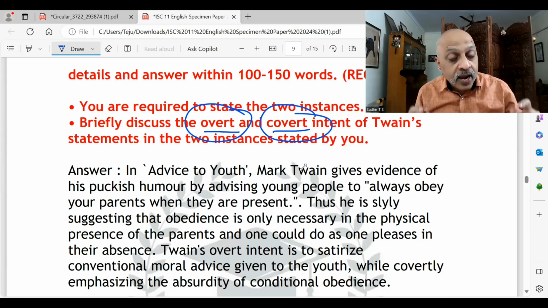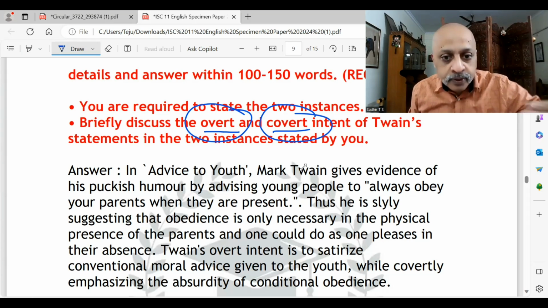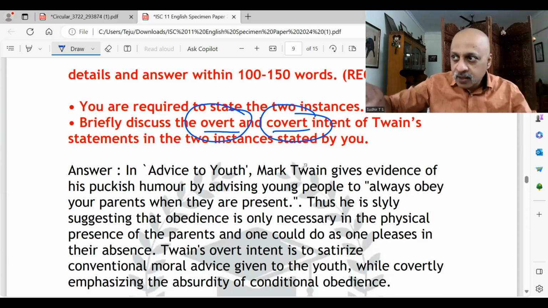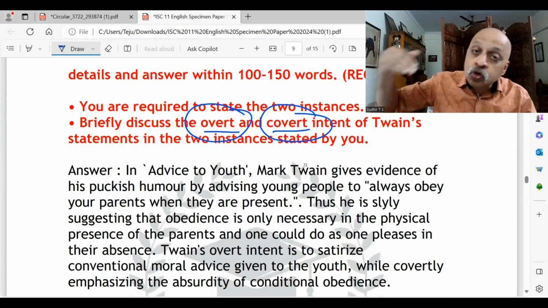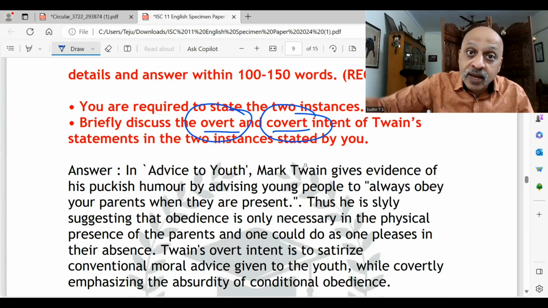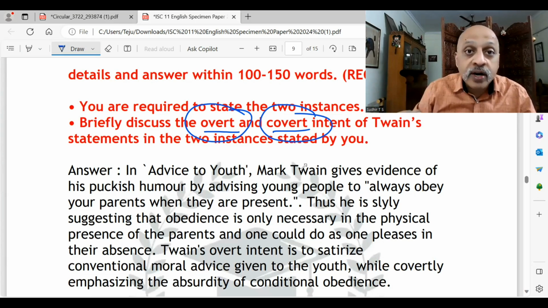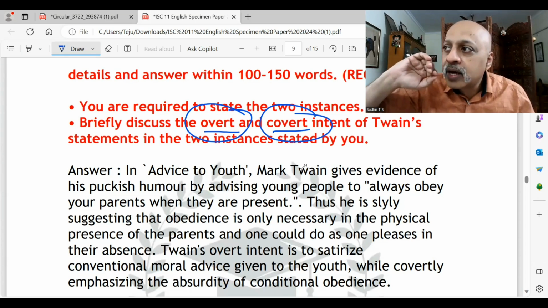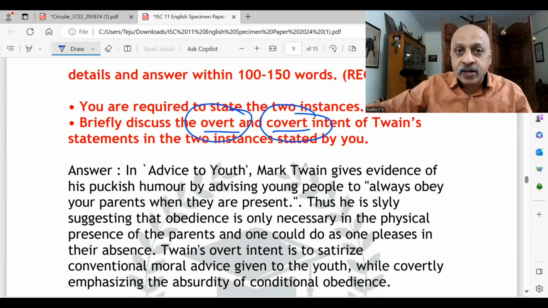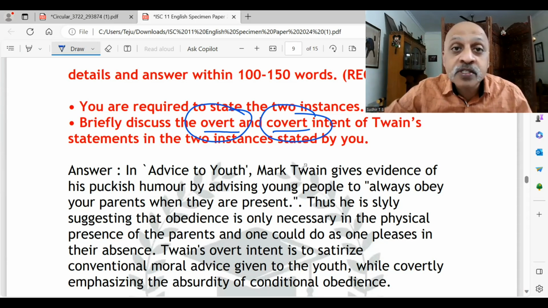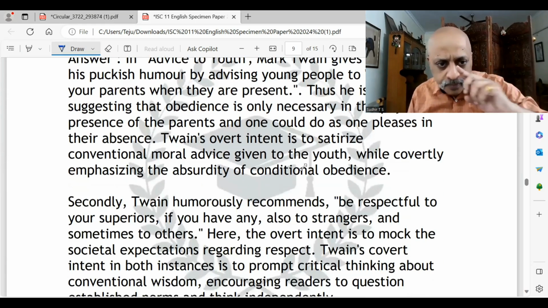So, इसका मतलब क्या है? Twain's overt intent is to satirize conventional moral advice given to the youth. कि जिस तरह का एडवाइस यूथ को दिया जाता है उसको सैटराइज करने की कोशिश है. लेकिन covertly what he's doing is he's talking about कि conditional obedience is how absurd it is. It is a very absurd kind of thing.